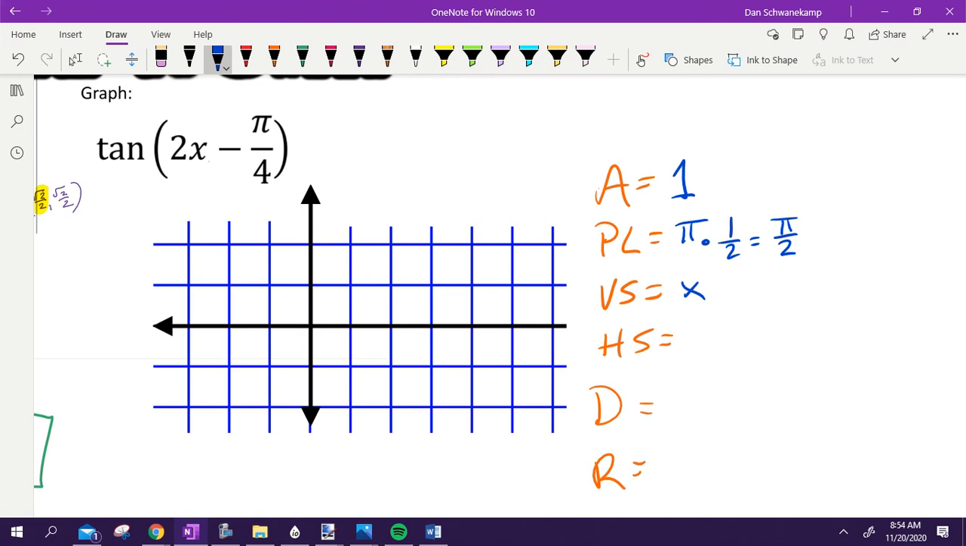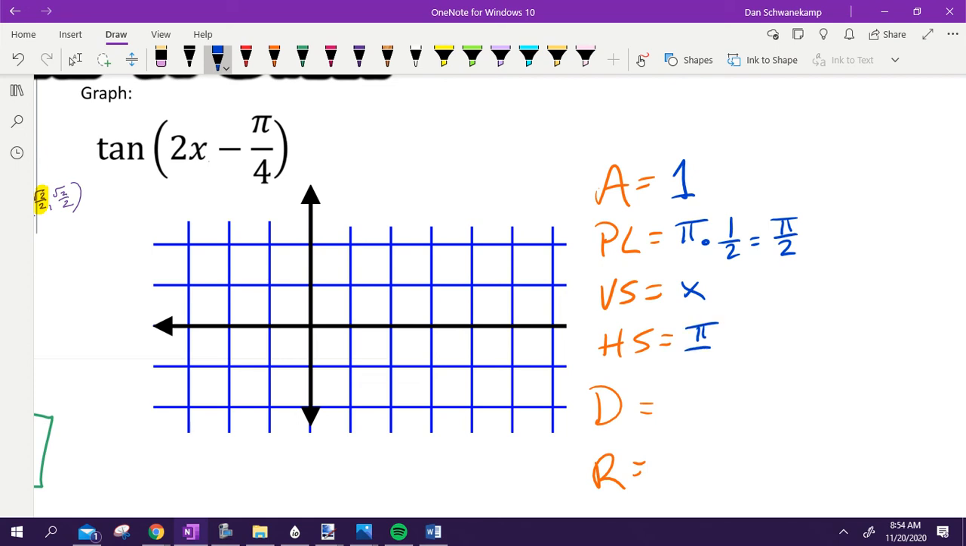What about horizontal shift here? Herman, what am I going to start with for horizontal shift? Yeah, it is a phase shift. You're absolutely correct. To me, the words are interchangeable. Phase shift, horizontal shift, they mean the same thing. So don't be confused by that.